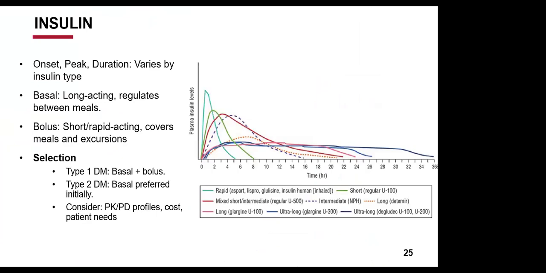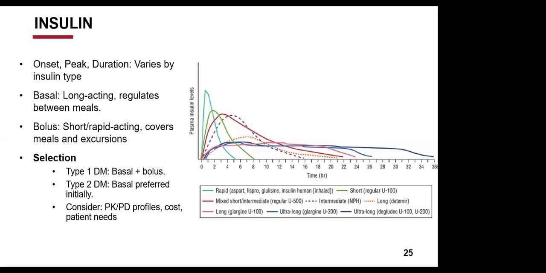Okay, so I've already hinted on some of these. Insulin, the onset, the peak, and duration varies by the type. So we have short-acting insulin, rapid, we have mixed, and then long-acting. And all these have different peaks, as well as onset, and then the duration. So these are important for us so that we are able to select the most appropriate.